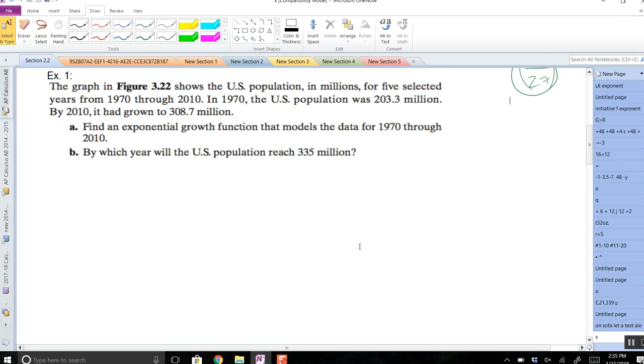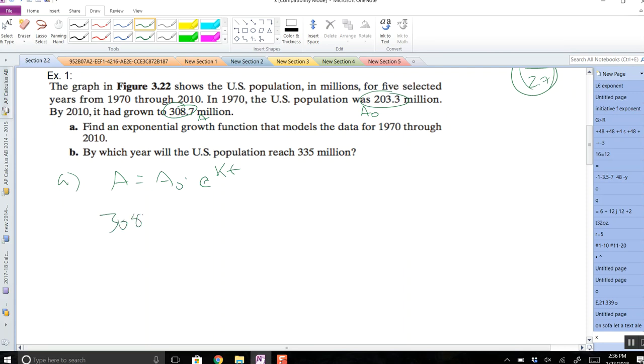Find an exponential growth model for data from 1970 to 2010. So in 1970 the population was 203.3. I'm going to call it A0. And in 2010, the population was 308.7. I'm going to call that A. And our model looks like this: A equals A0. And I'll even tell you what model to use: A equals A0 times E to the KT model.